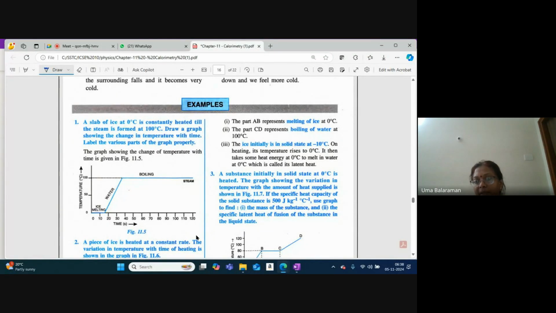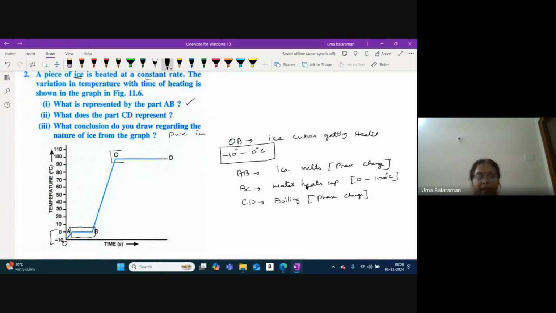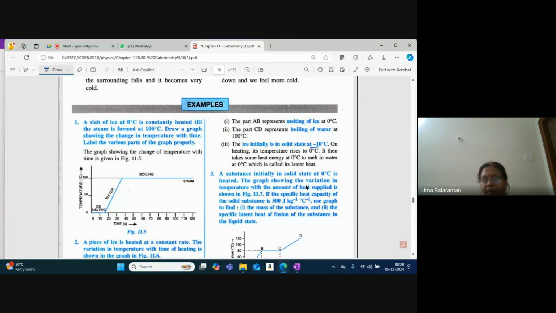Ice is initially in solid state at minus 10 degrees Celsius. What is the nature of ice from the graph? It is pure ice, as the melting point and boiling point are 0 degrees and 100 degrees. And originally it was minus 10 degrees Celsius. That's what we are talking about. The ice initially is in solid state at minus 10 degrees Celsius.